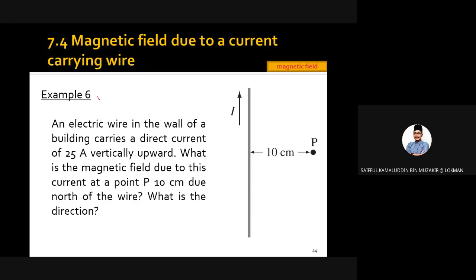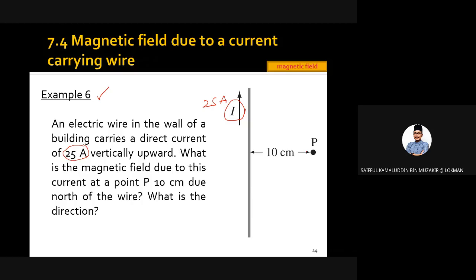Now, example 6. An electric wire in the wall of a building carries a direct current of 25 ampere in that direction, vertically upward. 25 ampere. Always sketch, please. Physics needs sketching. Sometimes when you sketch something, you realize that the system is not as bad as represented in the sentence. It is actually a very simple system. Please sketch. From your test 2, I could see that you could not solve the question because you didn't sketch at all. Now, what is the magnetic field due to this current at point P?